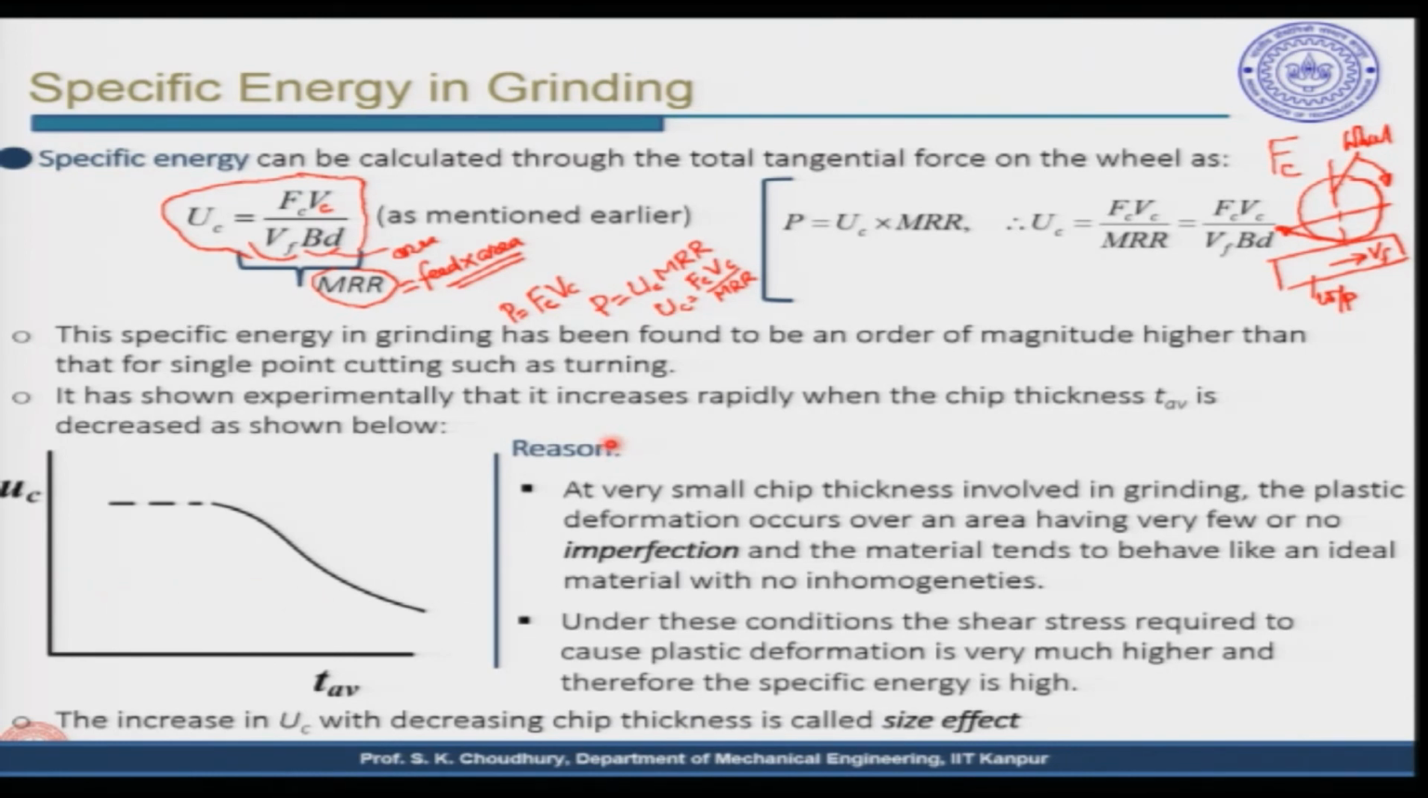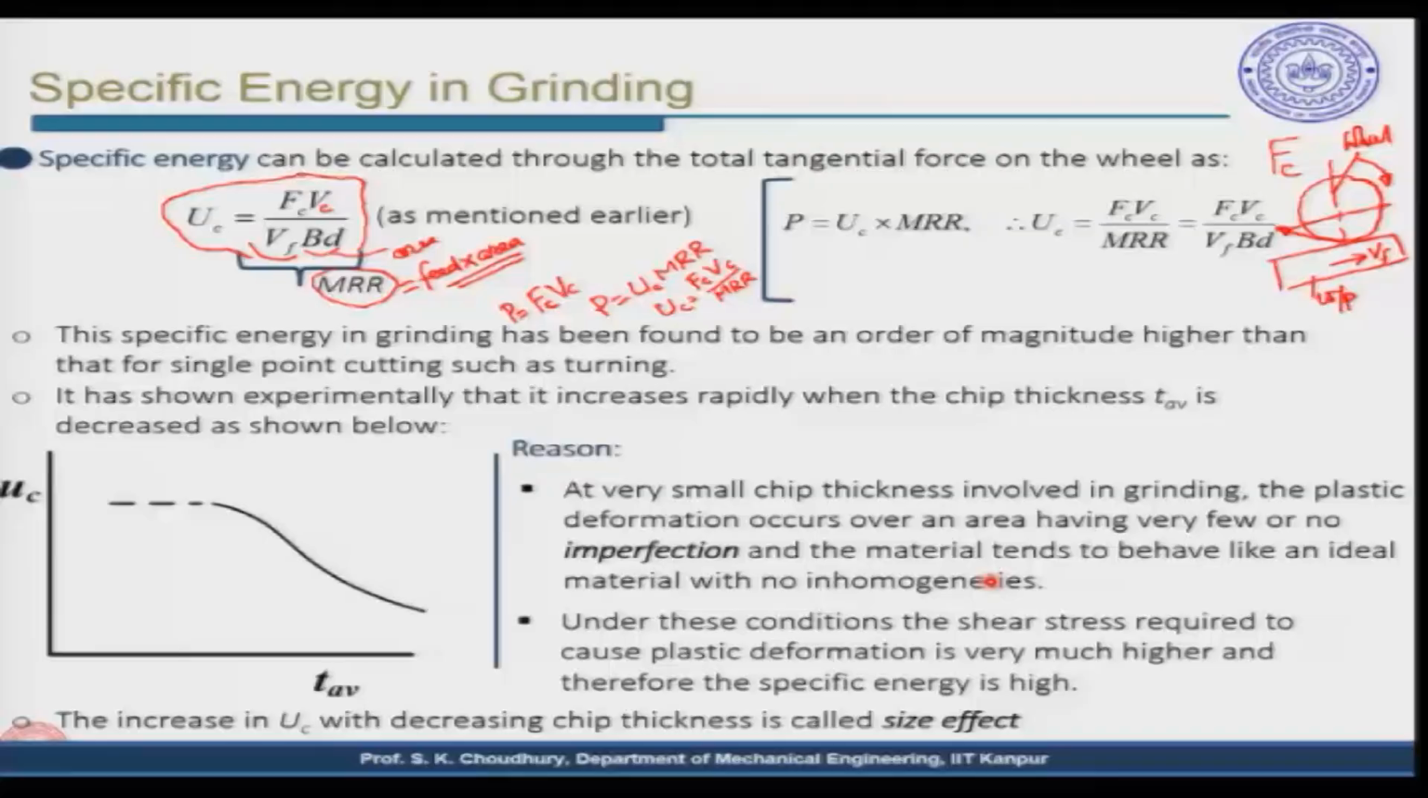The reason is that at very small chip thickness involved in grinding, the plastic deformation occurs over an area having very few or almost no imperfection. And the material tends to behave like an ideal material with no inhomogeneities. I will remind you, coming back to the defects and dislocations which we studied in the very beginning, there we said that the theoretical shear stress which is required to create the slip is G by 2 pi. And that value of G by 2 pi is very high, and it is almost impossible to provide.